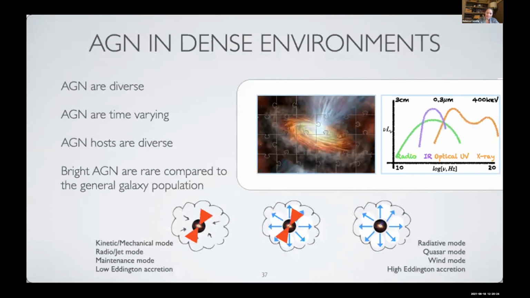Part of their diversity is in accretion mode, and we typically talk about the accretion mode as being in two key states. So the kinetic, mechanical mode, radio maintenance mode, and then the radiative quasar wind mode. But of course, we also see bright radio quasars. We shouldn't confuse these sources with, for instance, the inefficiently accreting radio sources we see at the centers of brightest cluster galaxies at low redshift.